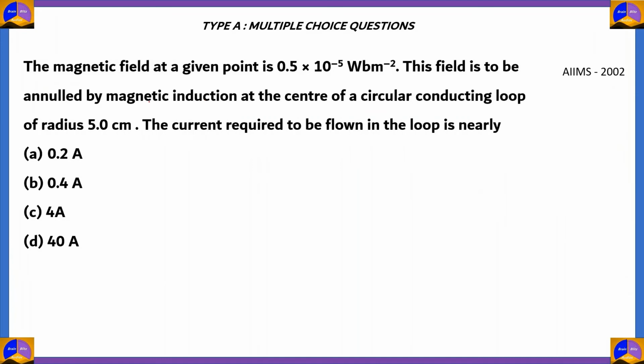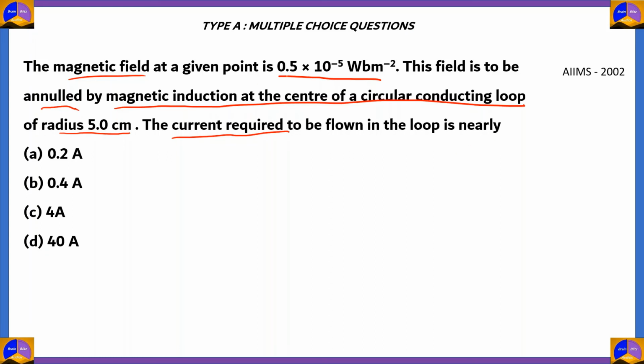Now, let's look at this question. This is the final question. The magnetic field at a given point is 0.5 into 10 raised to minus 5 Weber per meter square. This field is to be annulled by a magnetic induction at the center of a circular conducting loop of radius 5 centimeters. We need to find the current required to be flown in the loop. So when it comes to this question, what they're essentially doing is they're trying to make the point 0.